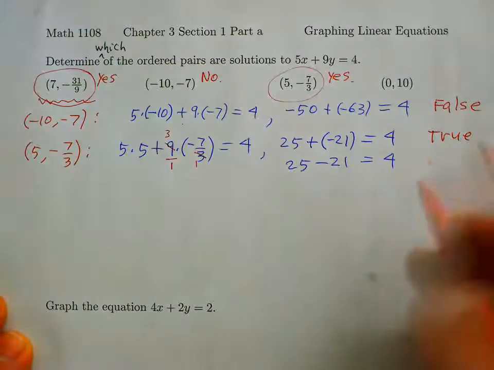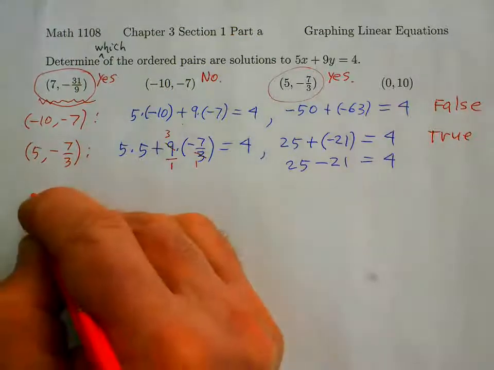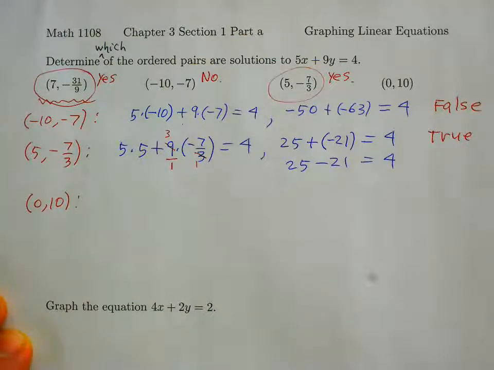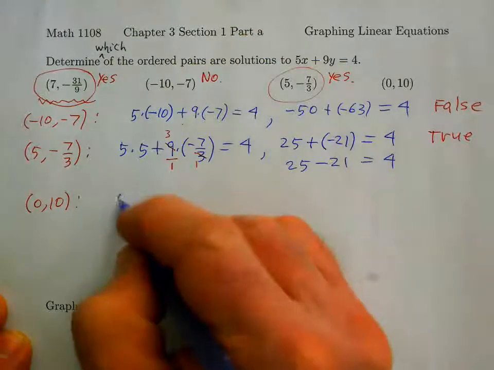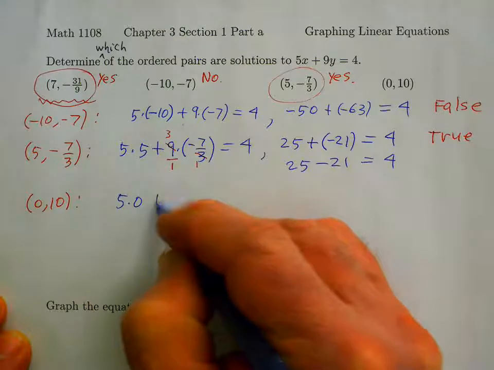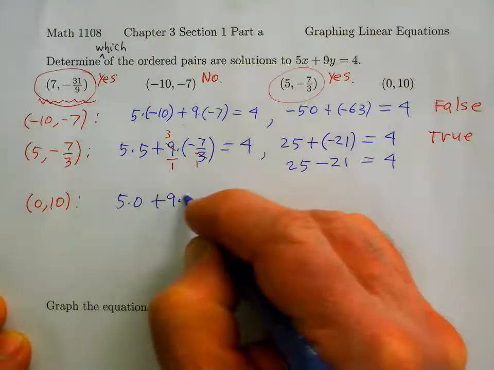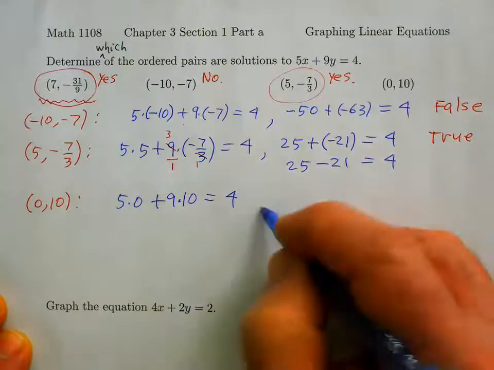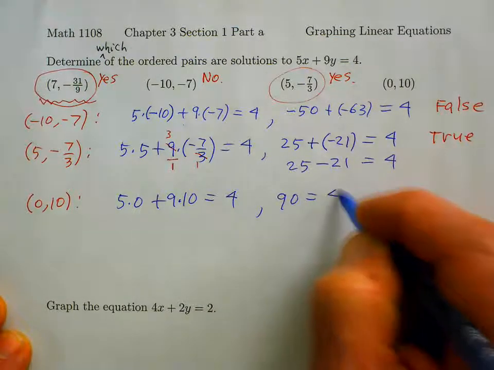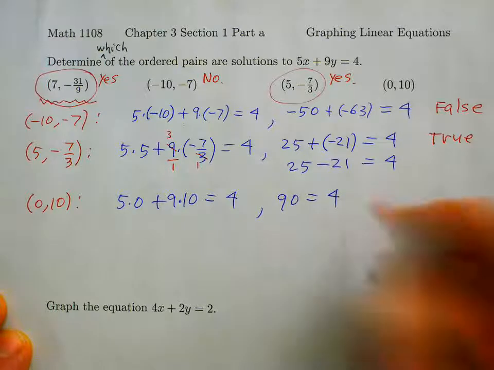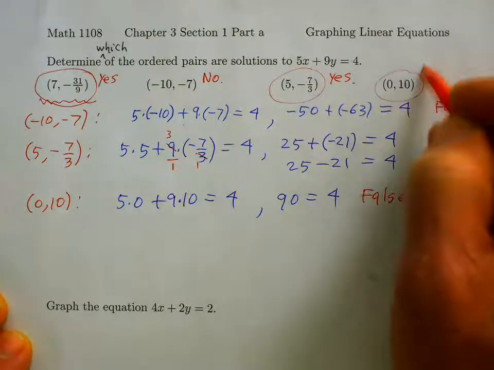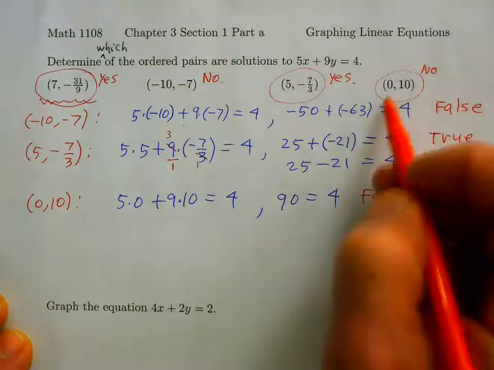Okay, one more. Let's test 0, 10. So this time replace x with 0. We get 5 times 0 plus 9 times 10 equals 4. 5 times 0 is 0. 90 equals 4. That's false. So this ordered pair is not a solution.